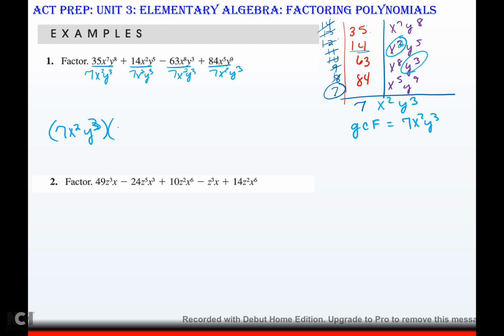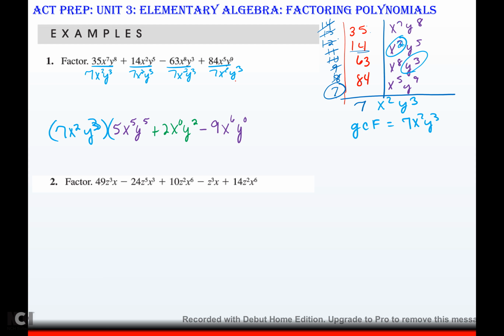So 35 divided by 7 is 5. X to the 7 minus 2 would be x to the 5th. Y to the 8 minus 3 would be y to the 5th. Positive 14 divided by positive 7 is positive 2. X to the 2 minus 2 is x to the 0. Y to the 5 minus 3 is y to the 2nd. Next, I have a negative 63 divided by a positive 7 is a negative 9. X to the 8 minus 2 is x to the 6th. Y to the 3 minus 3 is y to the 0.